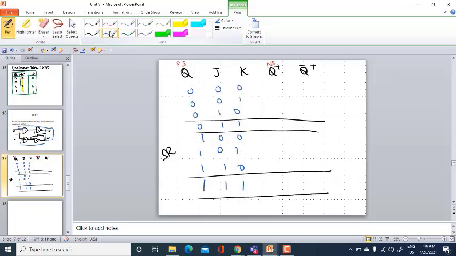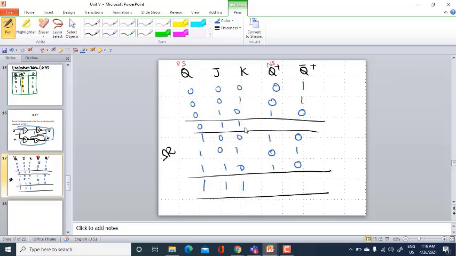0, 1, 0, 1, 1, 0. I am not going to derive this. You can try by yourself. 1, 0. This state alone we need to check.